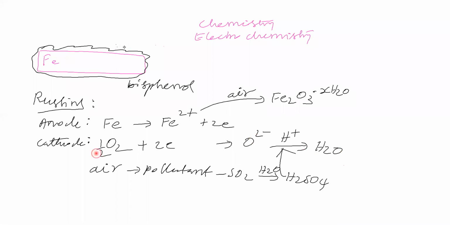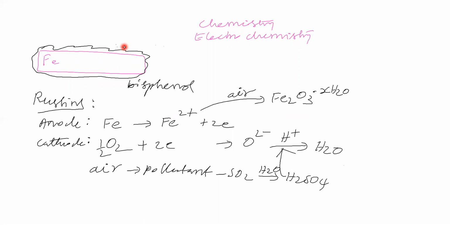Due to this cathodic and anodic process, iron converts into ferrous, which with air undergoes oxidation and gives ferric oxide. This hydrated form of ferric oxide is called rust. This process is called rusting of iron. If iron is exposed to atmospheric air, certainly it will go for rusting.